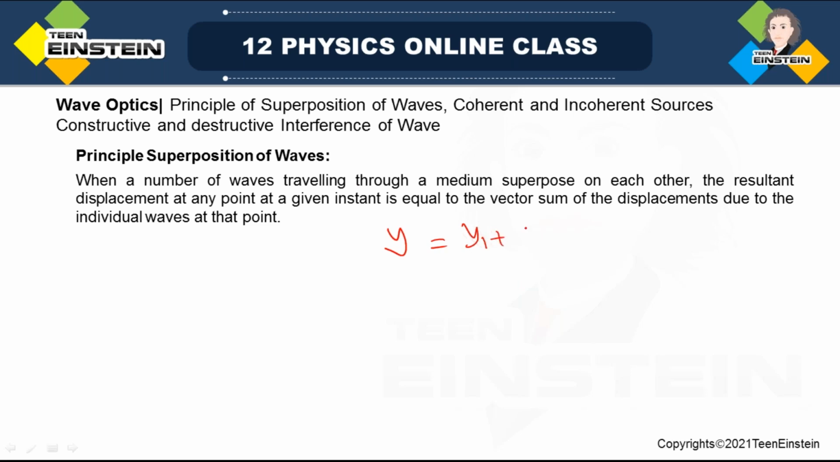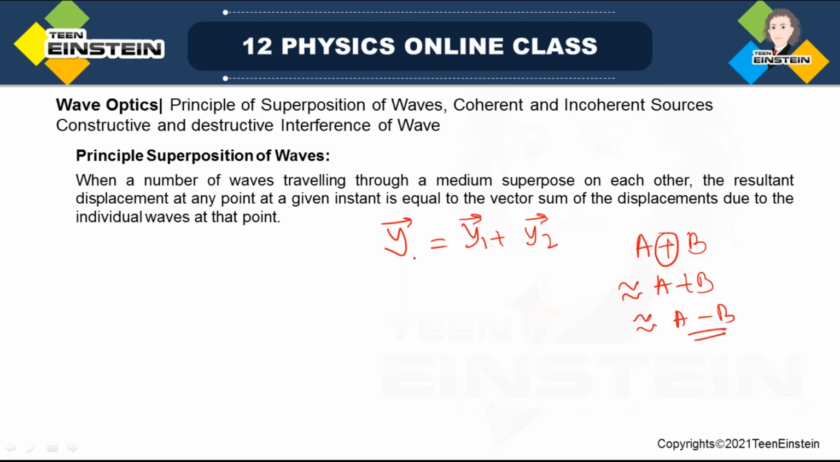Then the resultant displacement will be y1 plus y2. Here you might be thinking, I am saying it is the vector sum of the displacements produced by individual waves at that point. That means this sum is a vector sum. It is not like only a plus b or something like that. It is actually a vector sum, so it can be either a plus b, or it can be a minus b also.